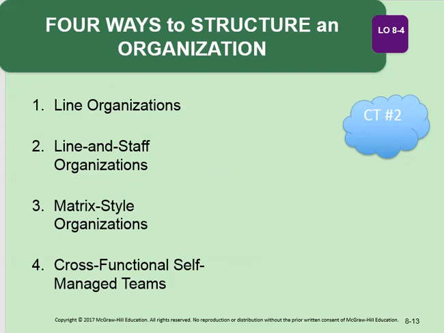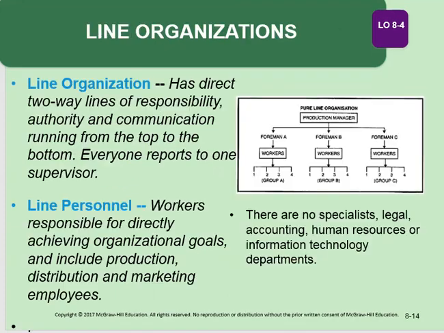A line organization is one where everybody is line personnel, meaning everybody is part of the direct producing of the goods and services that you have at your place. There are no specialists. There's no legal department. There's no HR department. None of that. So everybody is working towards the production of whatever product that you produce. So this would be a line organization here in the picture, right?